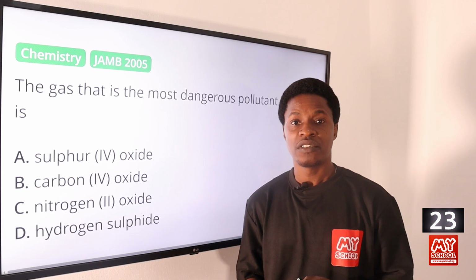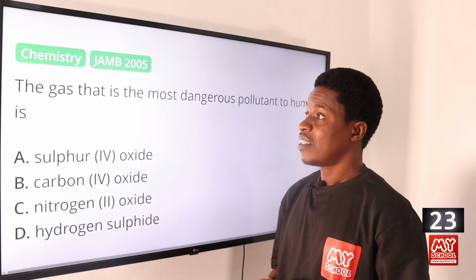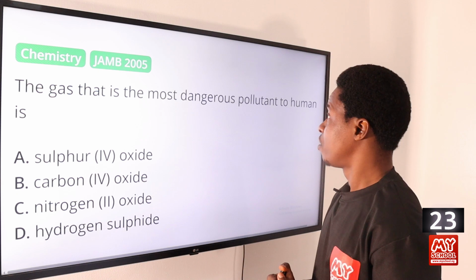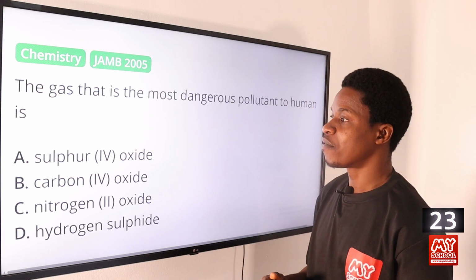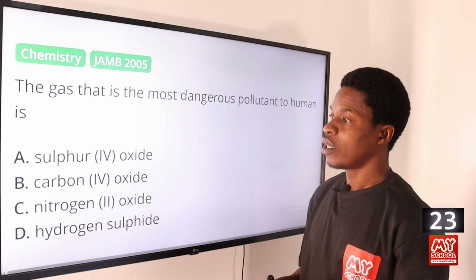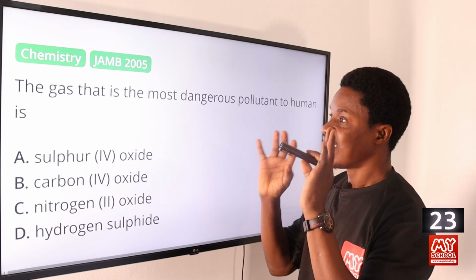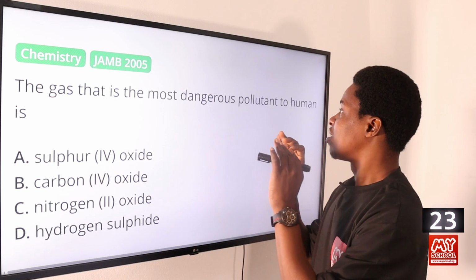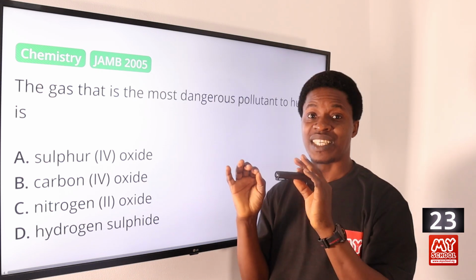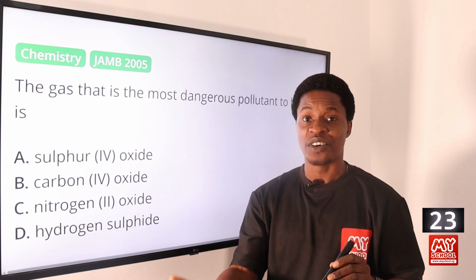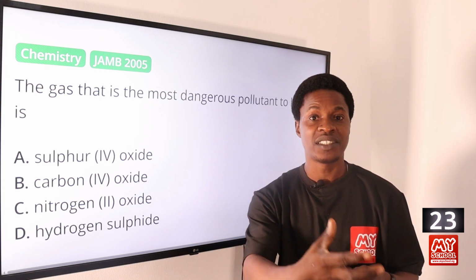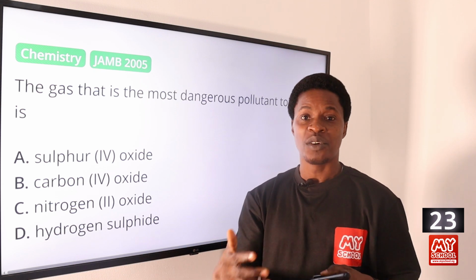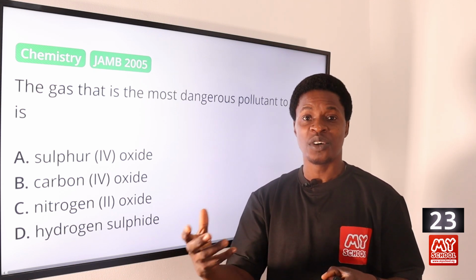Let's move on to question number 23. The gas that is the most dangerous pollutant to humans is what? We have option A, sulfur dioxide, that's SO2. Actually, we know that the gas that is the most dangerous pollutant to humans is carbon monoxide, that is CO, because it's what we call a poisonous gas, okay? From generators and exhaust, we get it.